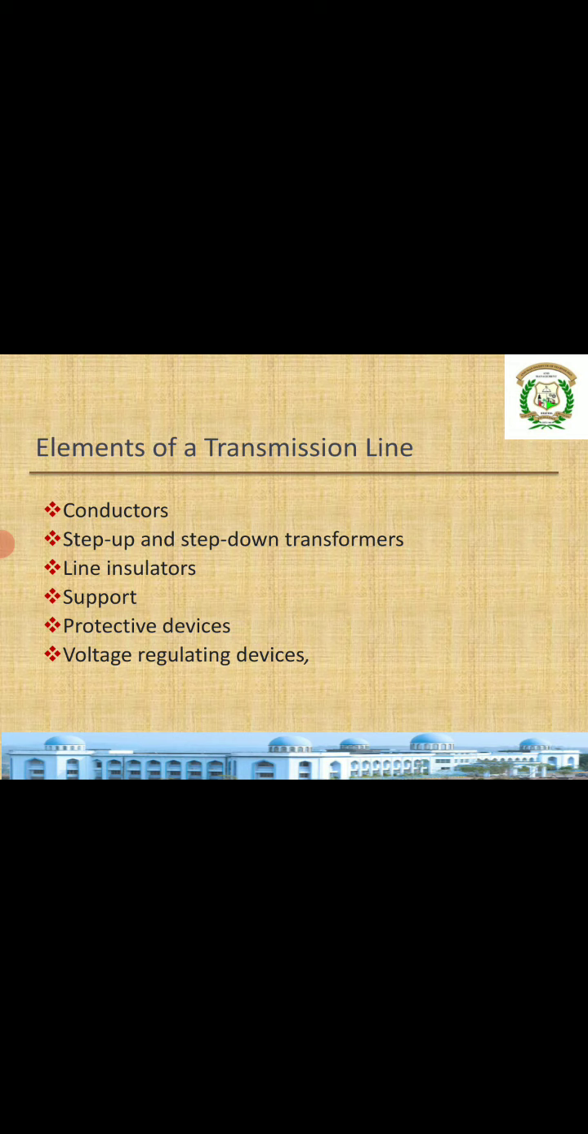So what are the conductors? Conductors are usually 3 conductors for a single circuit line or 6 conductors for a double circuit line. The usual material used is aluminium reinforced with steel. Majorly it is aluminium that is used.